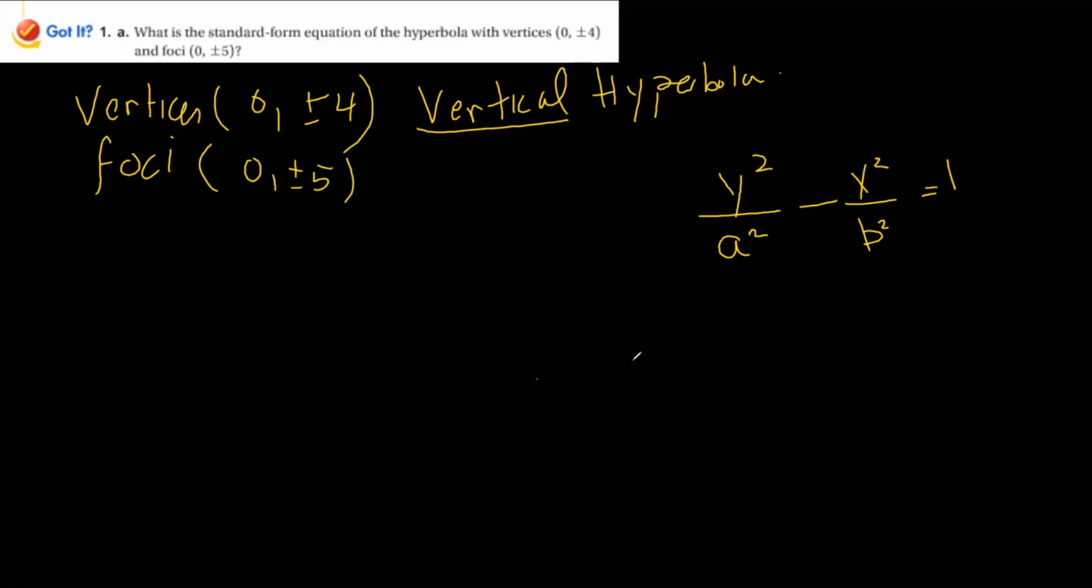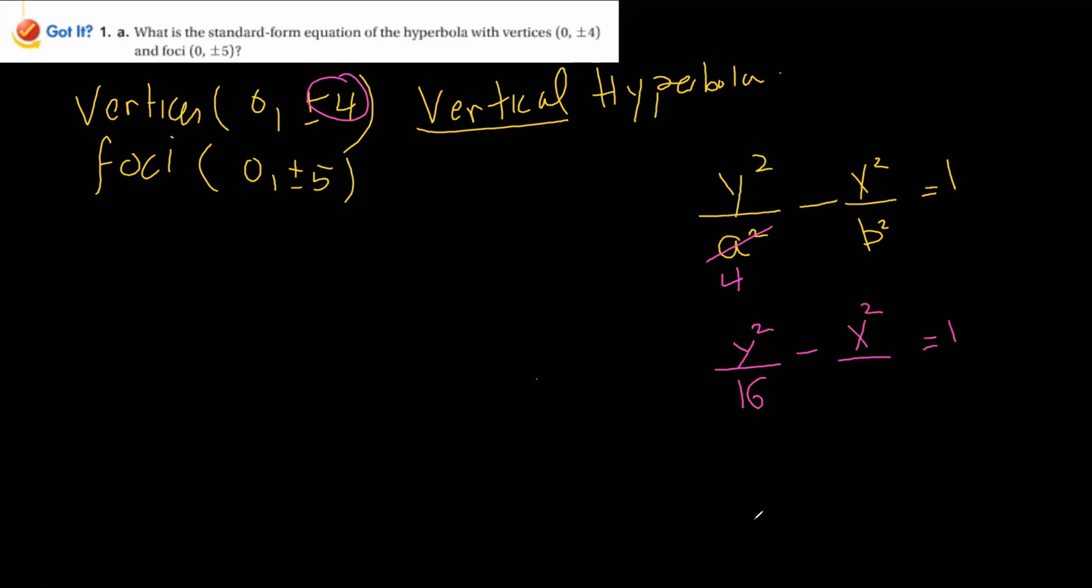Now I have to find a and b. From the vertices here, I can know what a is. It is 4. So instead of a squared, I put 16. So it would be y squared over 16 minus x squared over b squared equals 1.